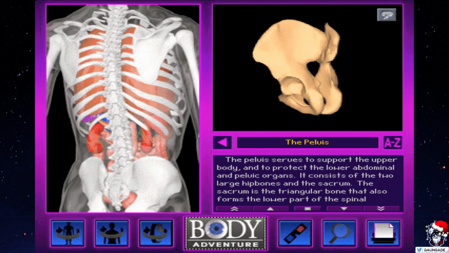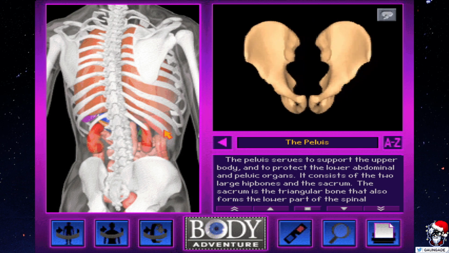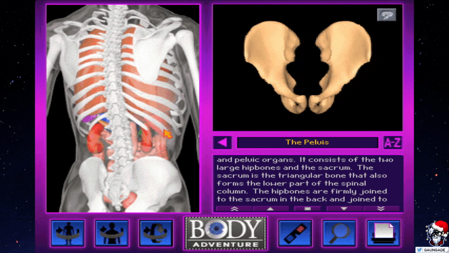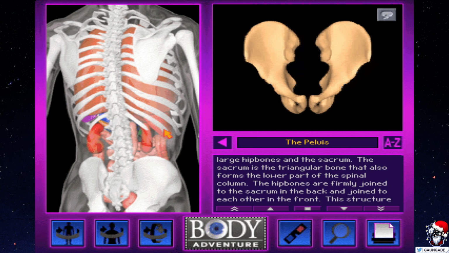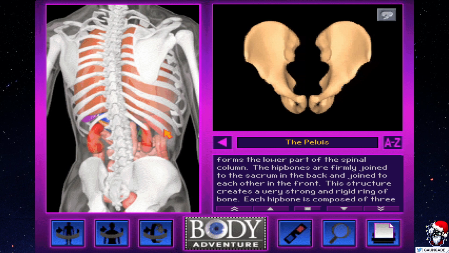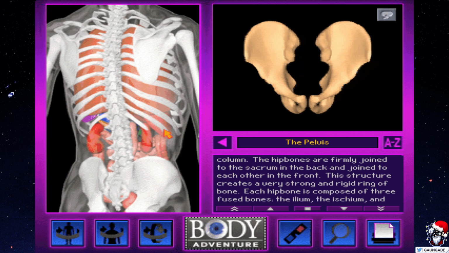The pelvis. The pelvis serves to support the upper body and to protect the lower abdominal and pelvic organs. It consists of the two large hip bones and the sacrum. The sacrum is the triangular bone that also forms the lower part of the spinal column. The hip bones are firmly joined to the sacrum in the back and joined to each other in the front. This structure creates a very strong and rigid ring of bone.